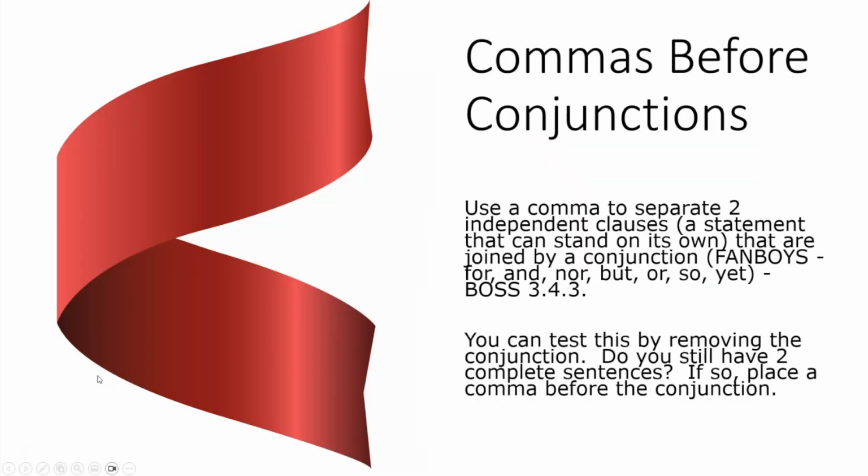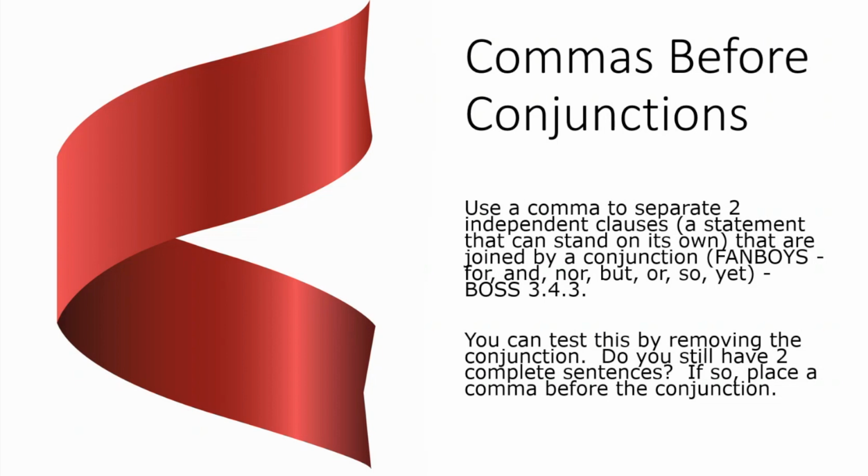Okay, so the next item is commas before conjunctions. Use a comma to separate two independent clauses, and an independent clause is a statement that can stand on its own, that are joined by a conjunction. So think FANBOYS: for, and, nor, but, or, so, yet. Those are some of the conjunctions, not all of them, but some of them. And it's a good, easy way to remember it is FANBOYS.